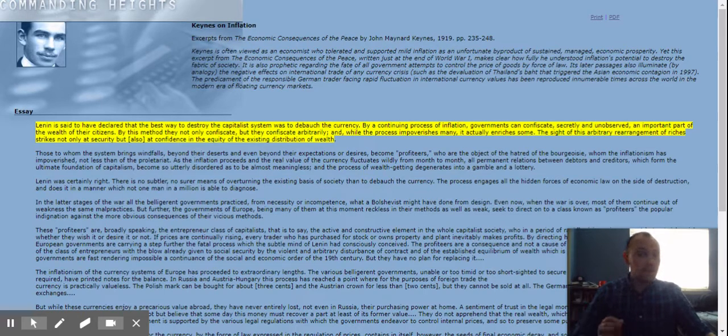So I think on this point, Keynes on inflation, at least in this particular set of sentences, is dead on as far as his economic analysis of what inflation is and what it does and the consequences that it creates.